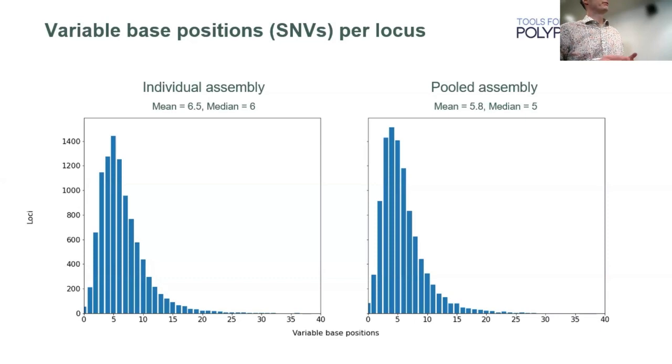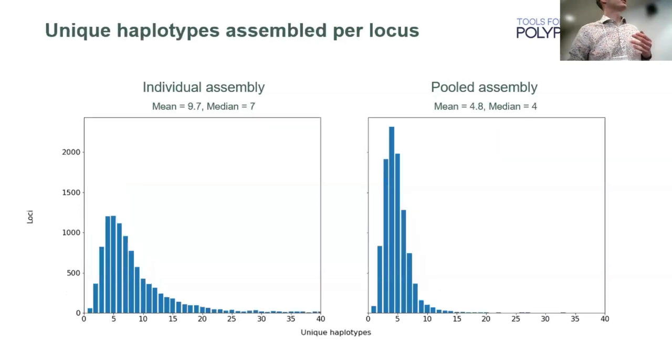So the pooled assembly on average gives us one fewer SNV per haplotype. It's a small difference, but it's actually quite an important one. This is where we're seeing the first evidence that we're reducing the number of those spurious noise alleles. And if we look at the actual number of unique alleles at each of these loci, we get a much bigger difference. So for the pooled assembly, we're getting 4 to 5 on average unique alleles per locus, where for individual assembly, we're getting closer to 7 to 10, depending on whether you're looking at the median or mean.